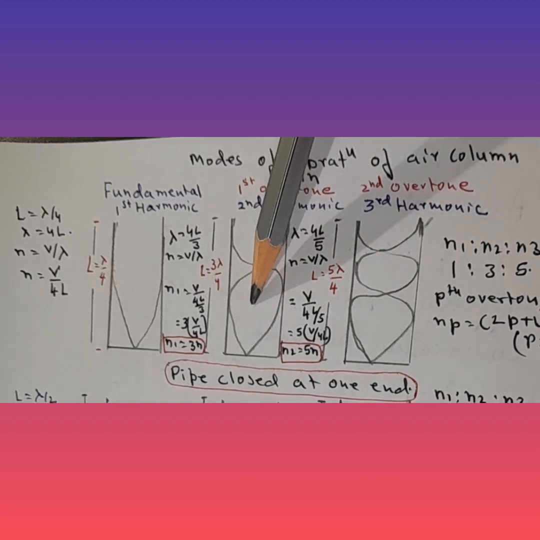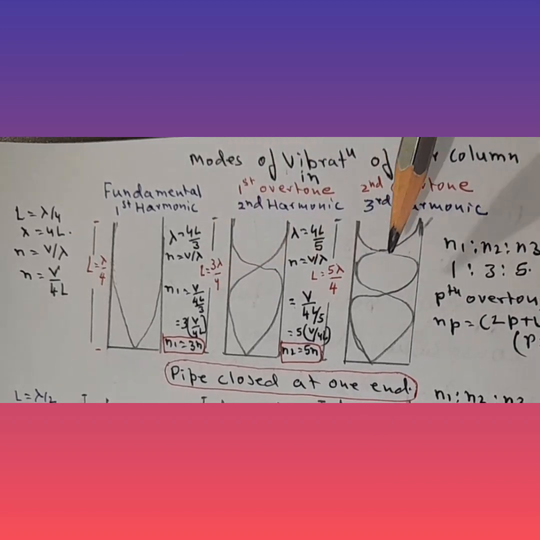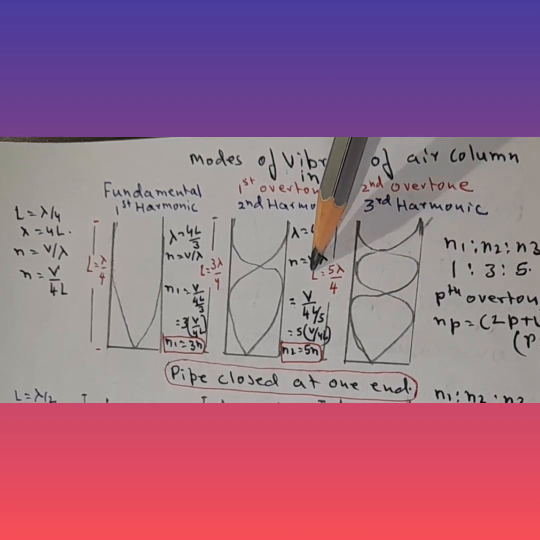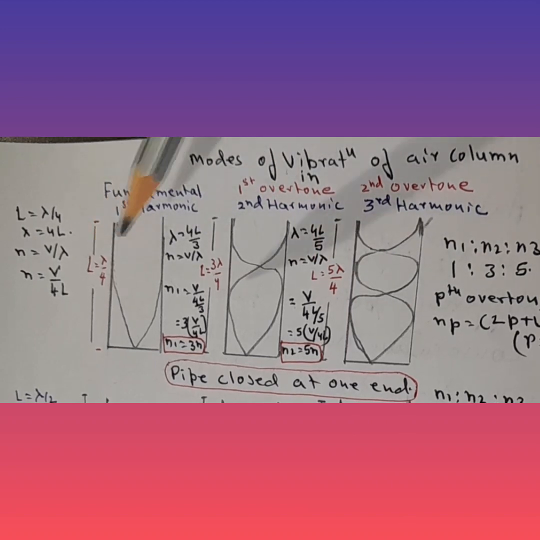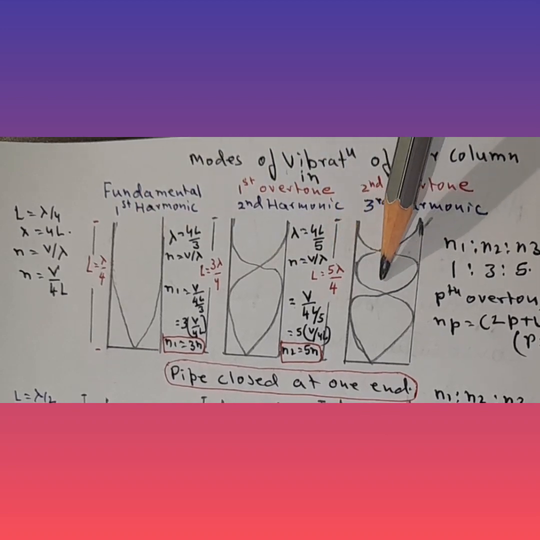Let's check in this case. In this case, it is lambda by 4, lambda by 4, lambda by 4, so it is 3 lambda by 4. In this case, it is lambda by 4, 1, 2, 3, 4, and 5, so L is 5 lambda by 4. So in the first case it is lambda by 4, in the second it is 3 lambda by 4, and in the third it is 5 lambda by 4. So these are the situations here.